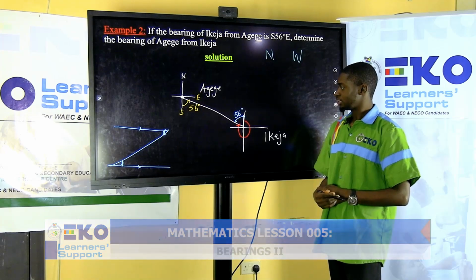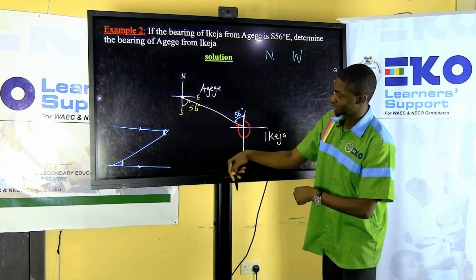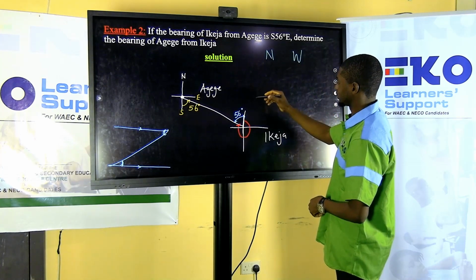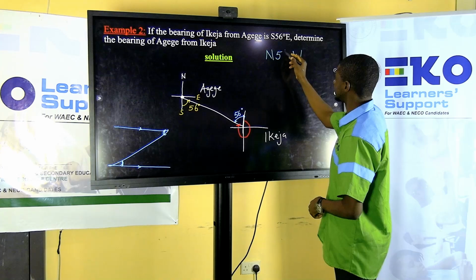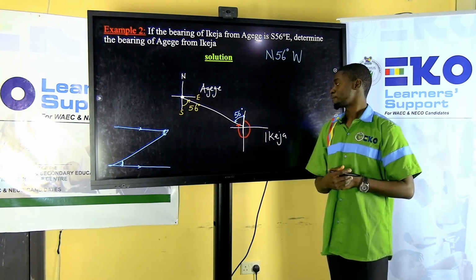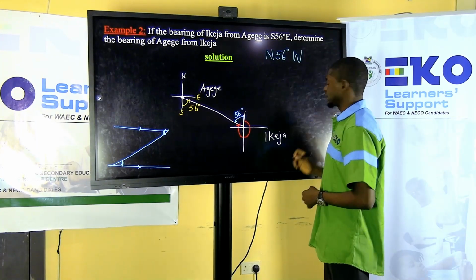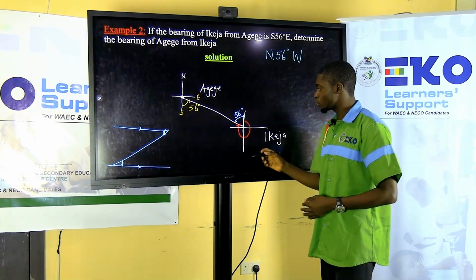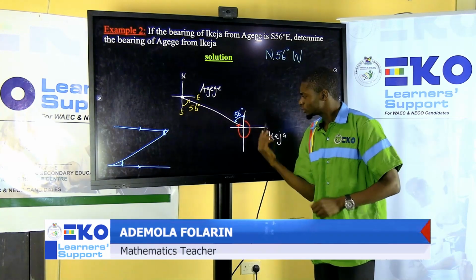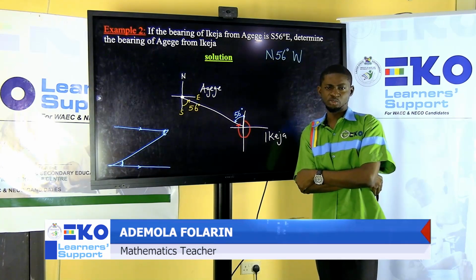are we together? That means you have to read it northwest. So this is going to be north 56 degrees west. Fantastic. However, if you were to leave it in three figures, you already know what to do. Let's make a guess to know if you are right. If we are to leave it in three figures, what value do you think it will fall into?